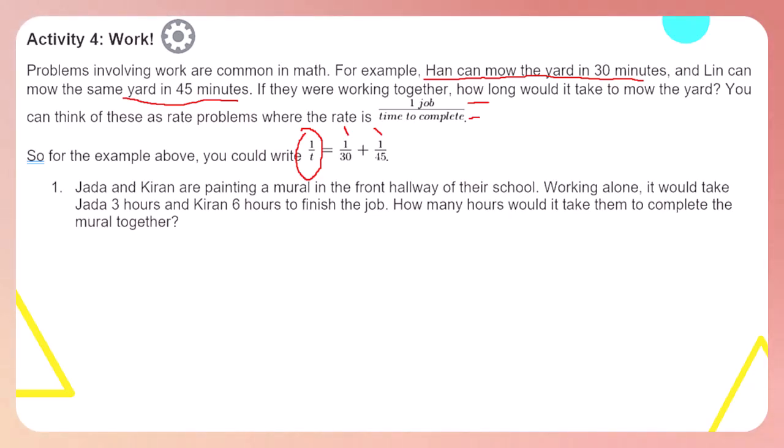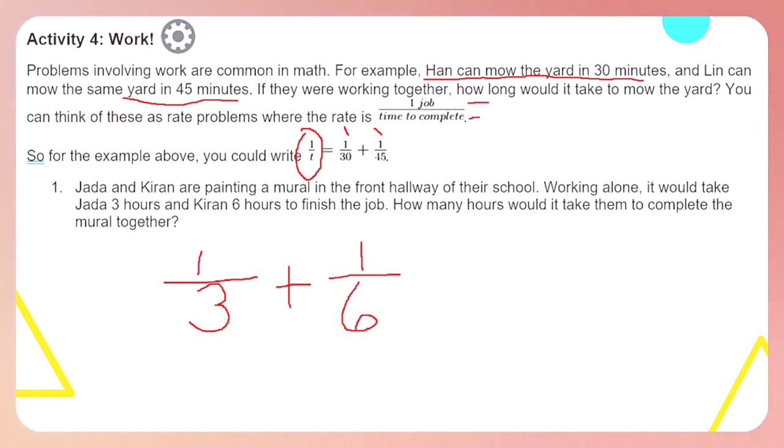So now using that, we have Jada and Kieran painting a mural in the front of their school. Working alone, it takes Jada 3 hours, so 1 mural in 3 hours for Jada. And Kieran takes 1 mural in 6 hours to finish the job. So how many hours would it take them to complete the mural together? Okay, so we're going to add those together.